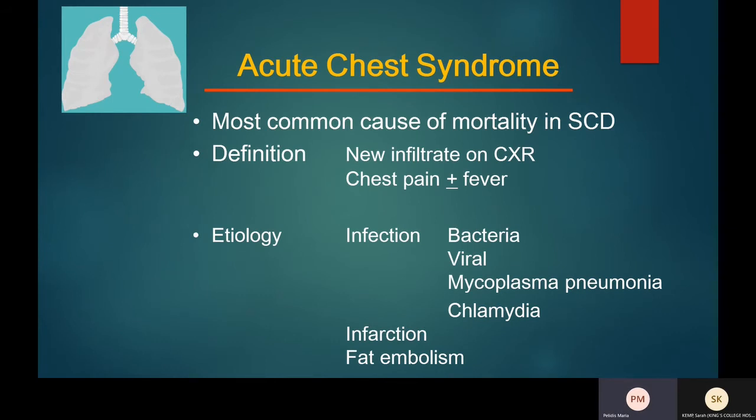Now, acute chest syndrome is now the most common cause of mortality in sickle cell disease, and this is defined as having chest pain plus or minus fever with a new infiltrate on chest X-ray. The etiology could be an infection such as bacteria, viral, or mycoplasma and chlamydia. It could be infarction or necrosis of a piece of lung or fat embolism. This occurs, for example, when a patient has a painful crisis. They have necrosis of a small piece of bone marrow which embolizes to the lung, resulting in acute chest syndrome.